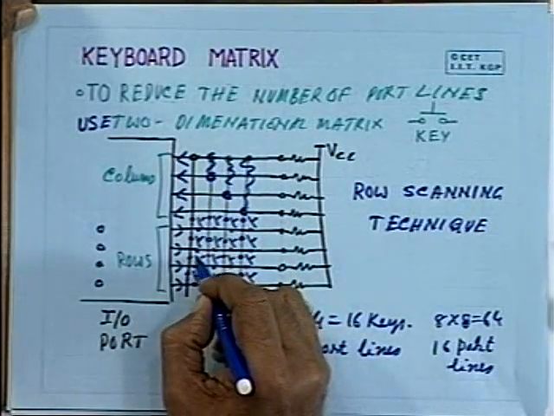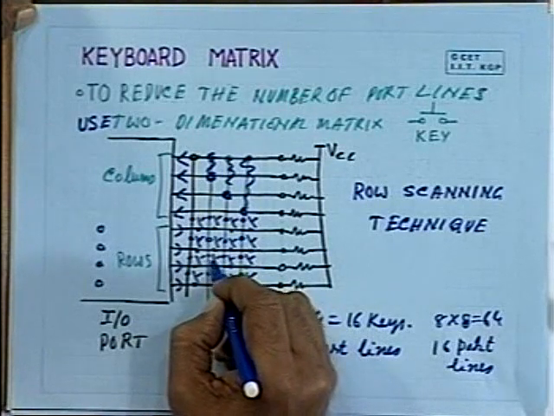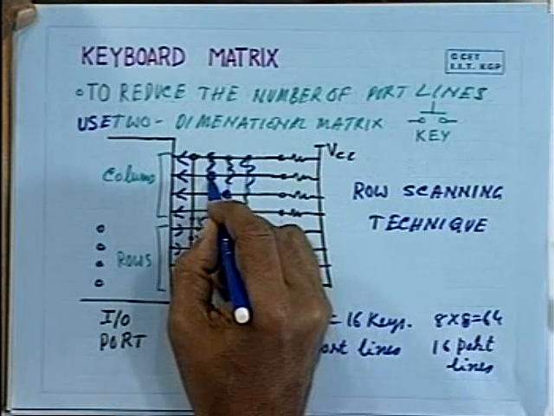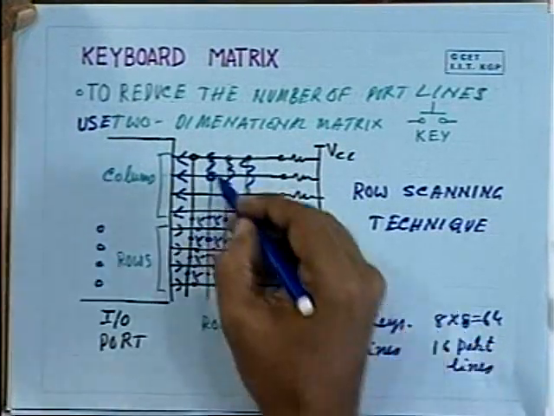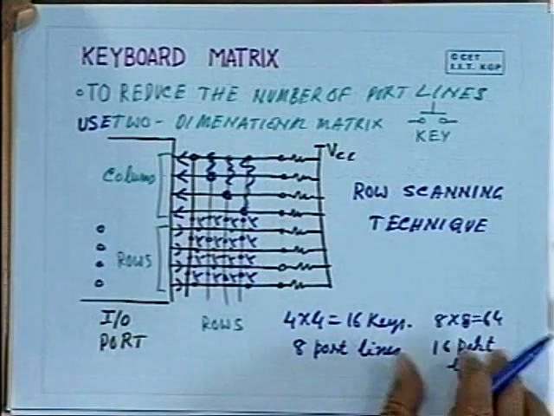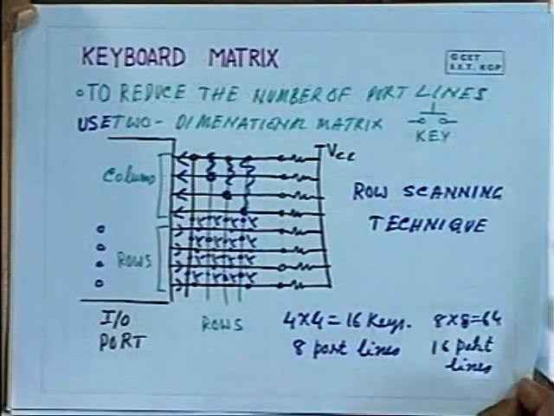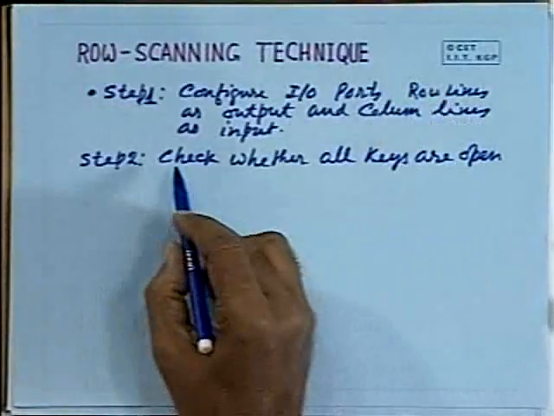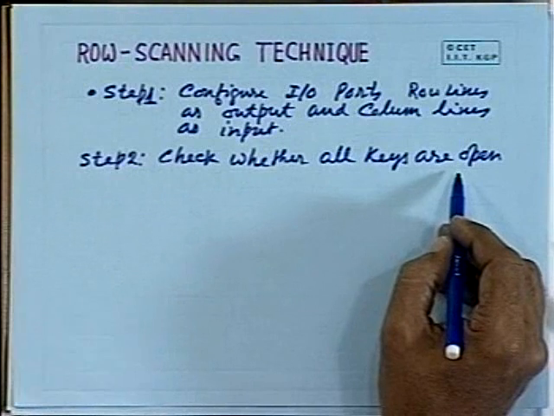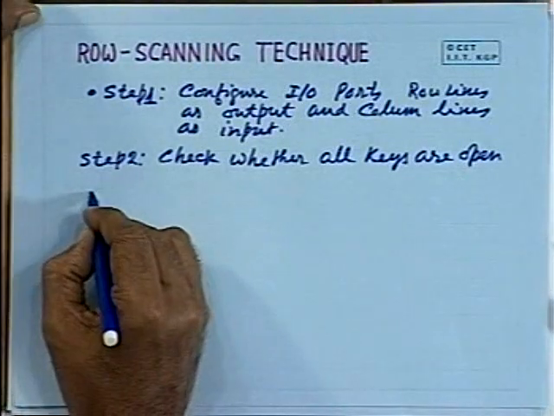If this key is depressed, say on this row, if this is 0, and if this key is depressed, then you will read this line 0. So in this way, one of the lines you will read 0. Okay. So this is how you can identify whether all the keys are open or not. If all the keys are open, only then you go to the next step.